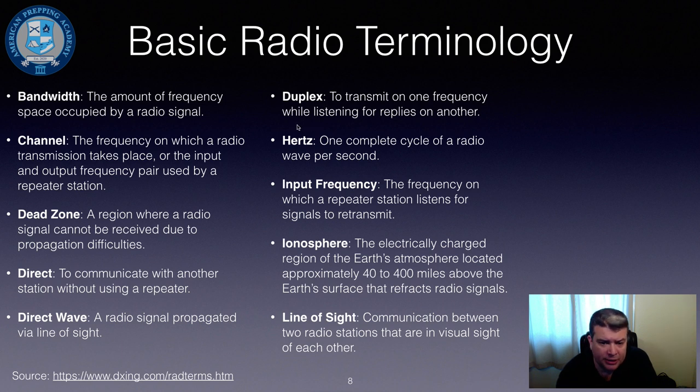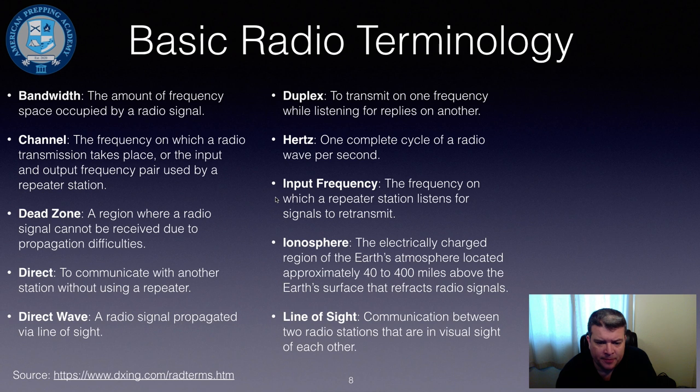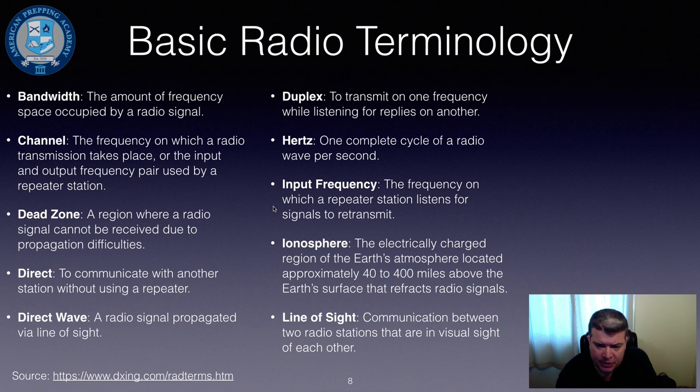Then we have duplex. This is to transmit on one frequency while listening for replies on another. And that is how repeaters work. They work in a duplex mode. As we said a minute ago, hertz is one complete cycle of a radio wave per second. An input frequency is the frequency on which a repeater station listens for signals to retransmit.